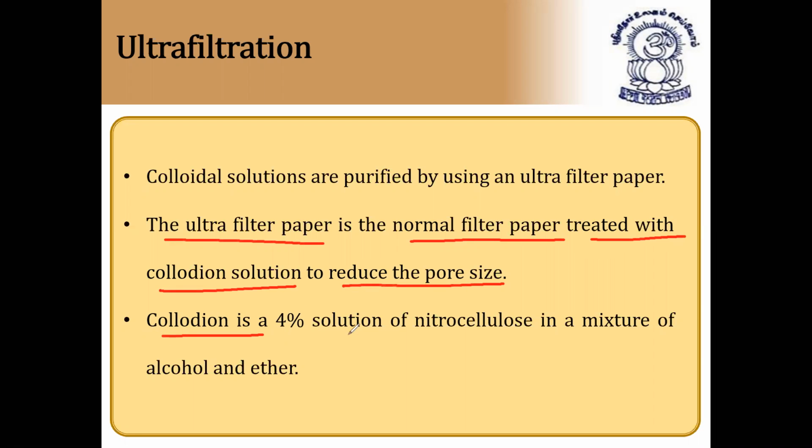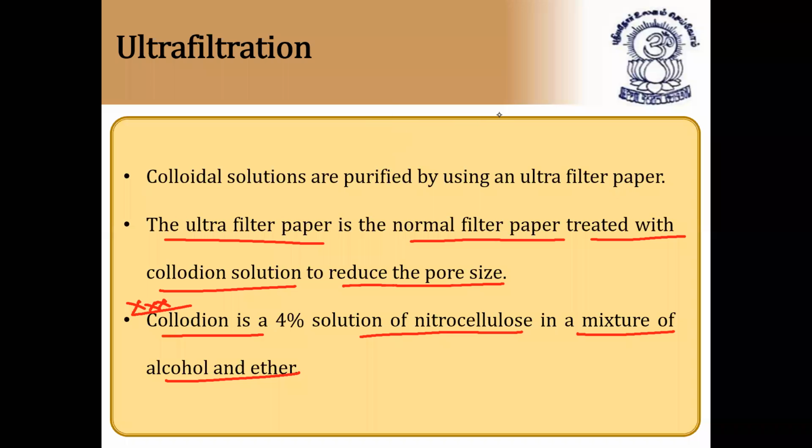Collodion is a 4% solution of nitrocellulose in a mixture of alcohol and ether. What is collodion? This point they can ask in the objective. So this is called collodion. It is different from colloidal solution. So if you take filter paper and treat it with collodion solution, it reduces the pore size. Pores mean here the colloidal-sized particles. I hope it is clear.